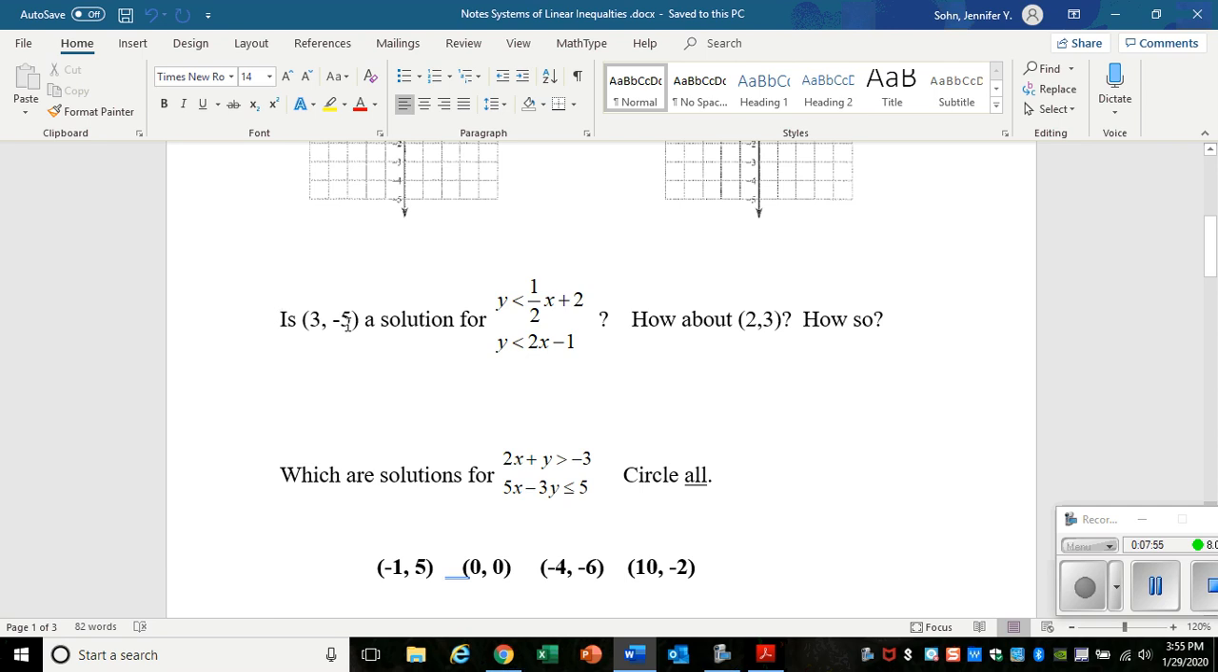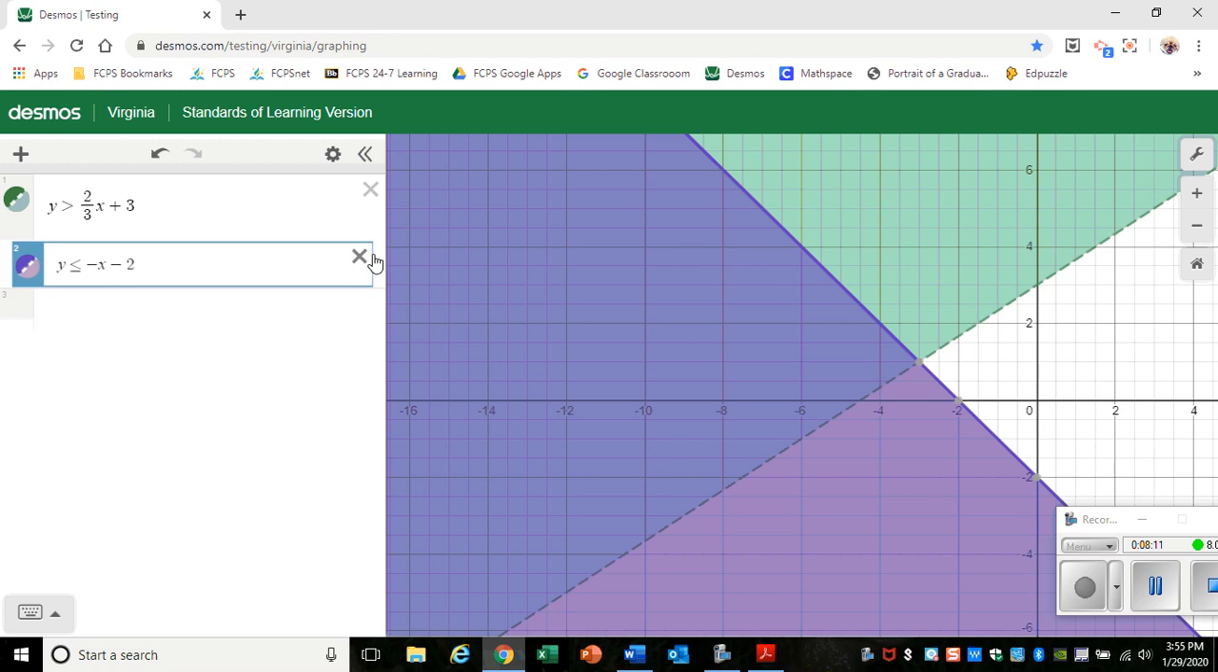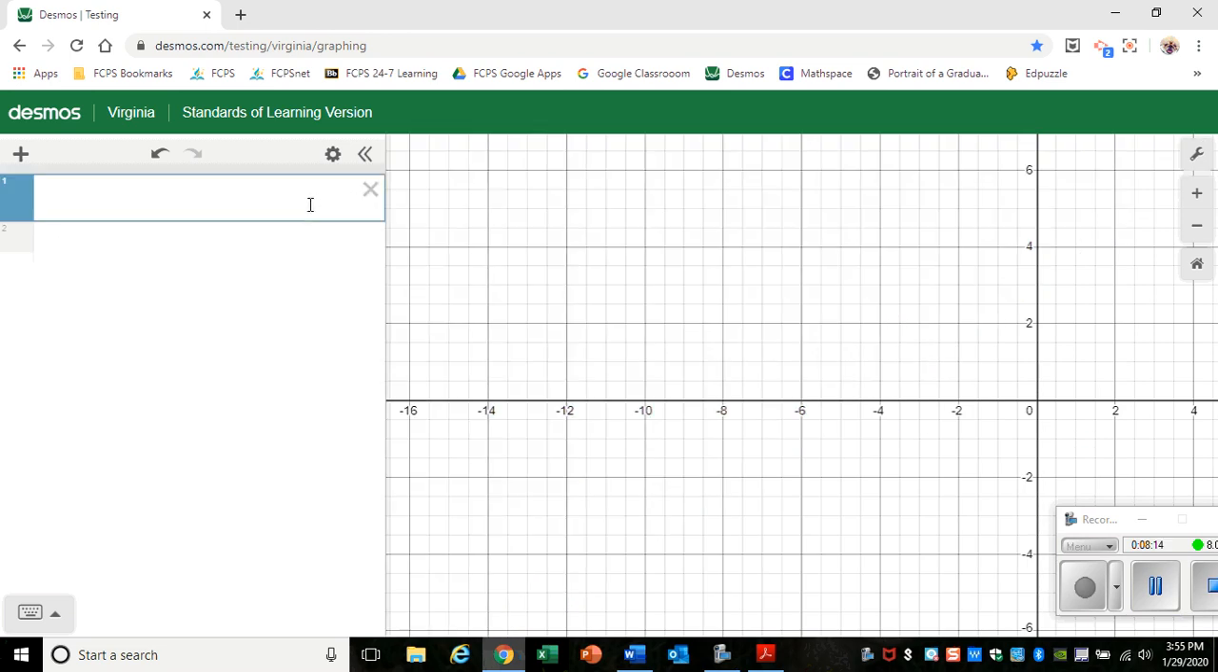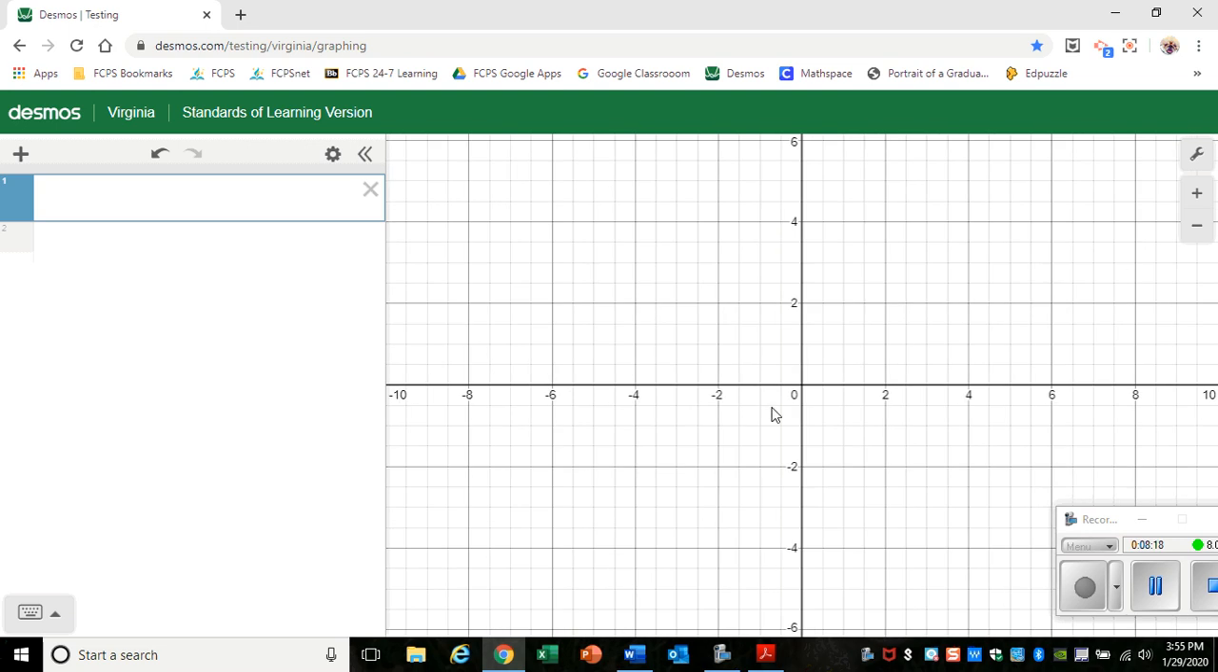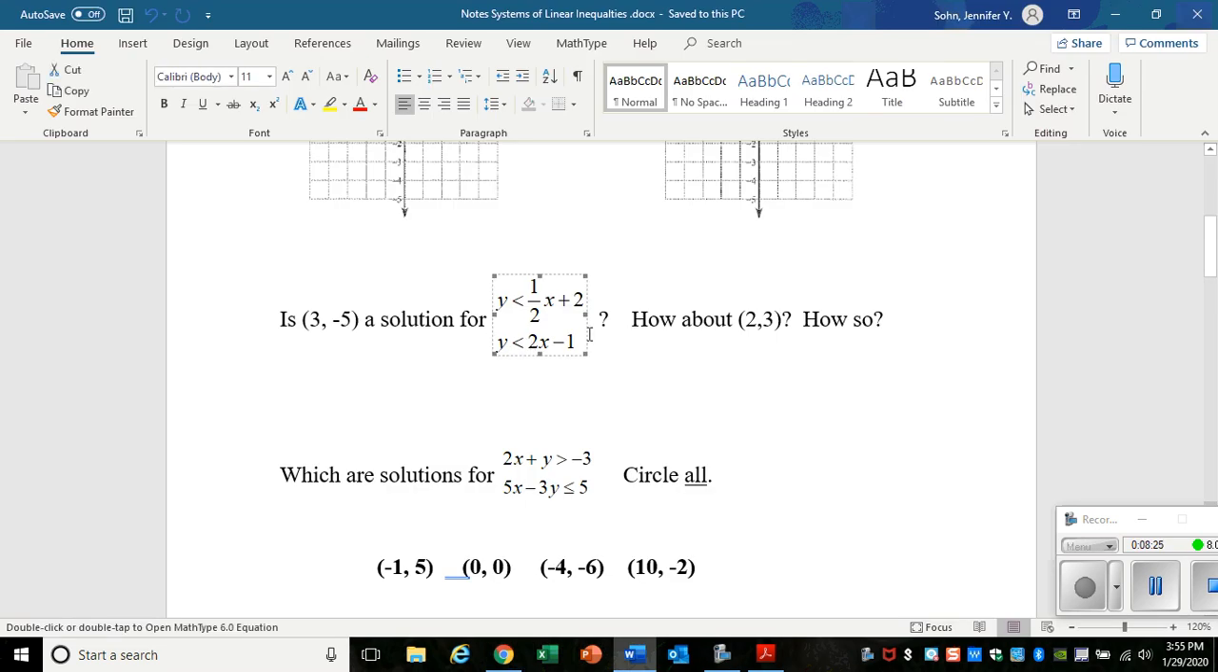Is 3 and negative 5 a solution for these two inequalities? How about 2 and 3? So this is like a yes or no question. What we're going to do is type this inequality on Desmos. So please follow me and type with me, okay? Now, if you hit this default zoom, it's going to go back to standard. So please do that. We're going to type these two inequalities, okay? So let's type that together.